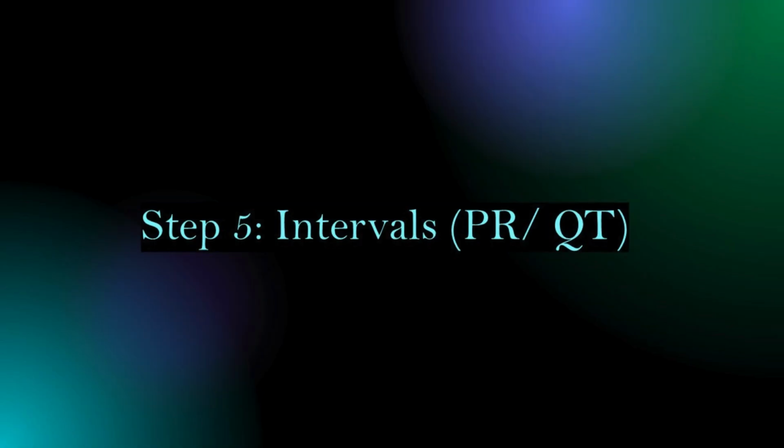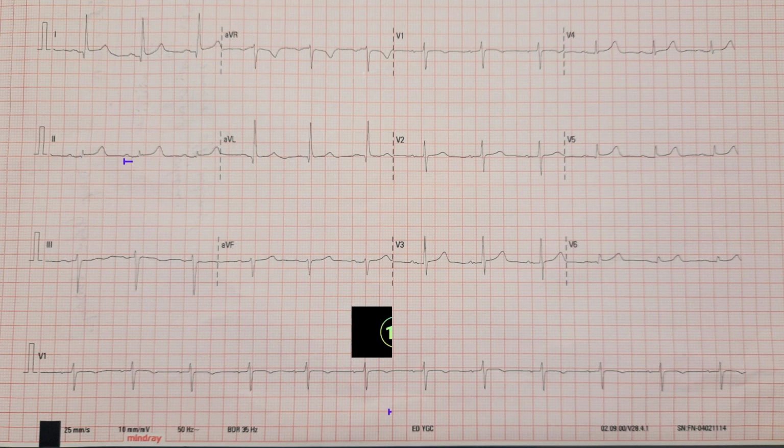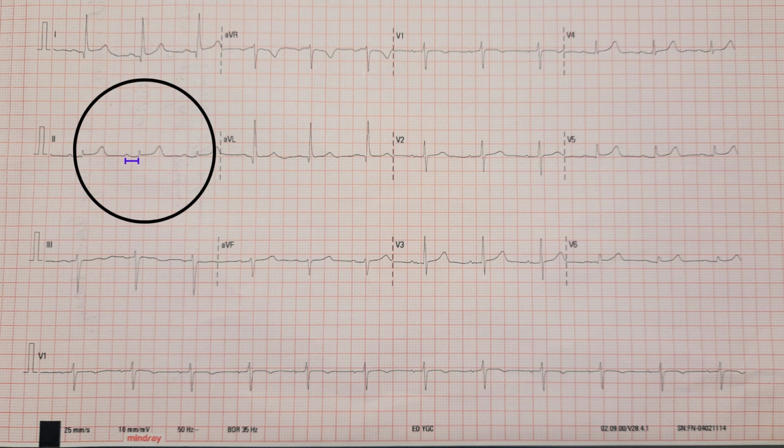Step 5 is to measure the PR and QT interval. PR interval is measured from the beginning of the P wave to the QRS complex. Normal PR interval is 0.12 to 0.2 seconds, which is 3 to 5 small boxes. Here there are roughly 5 small boxes, so the PR interval is 0.20 seconds, that is, it is normal.